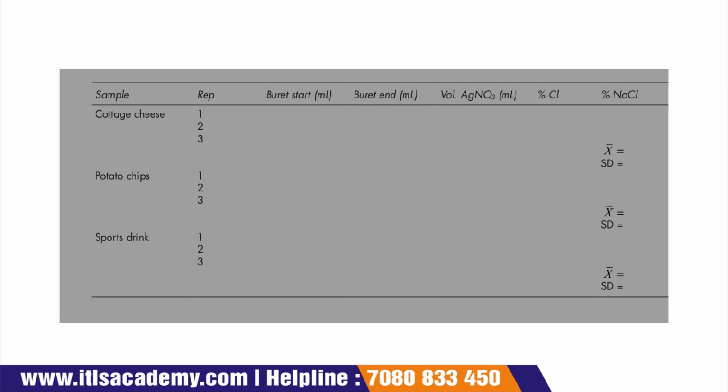Then this is a table for cottage cheese, potato chips, and sport drinks. Here you have to put down the burette start reading and burette end reading, and then calculate the volume of AgNO3 used. With the help of this, you have to calculate the percentage of chloride and percentage of sodium chloride. Then you have to take the mean and standard deviation. So this is all about how we determine the sodium with the help of this Mohr titration.